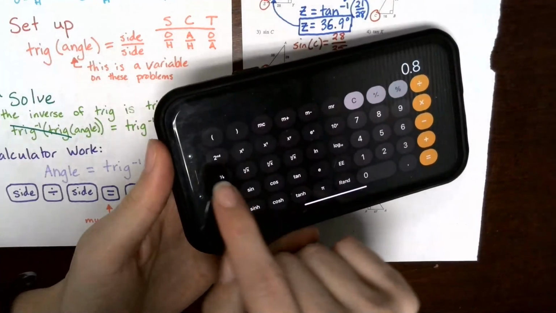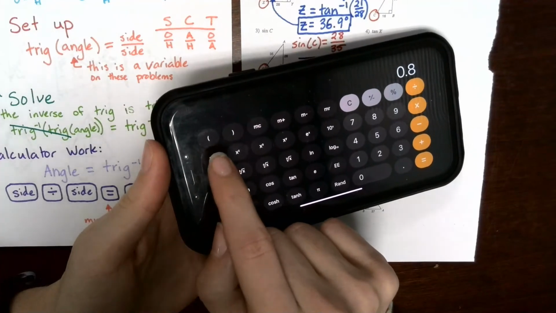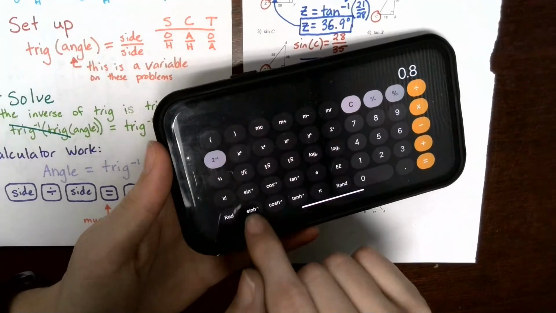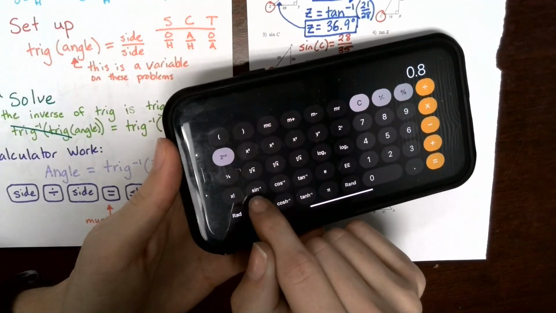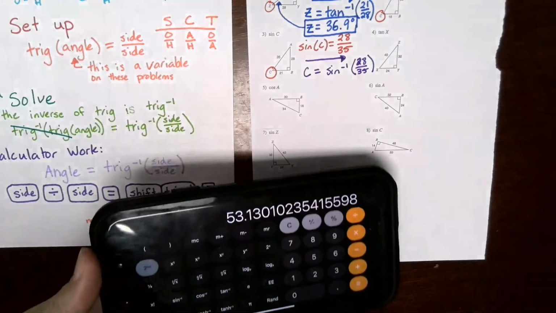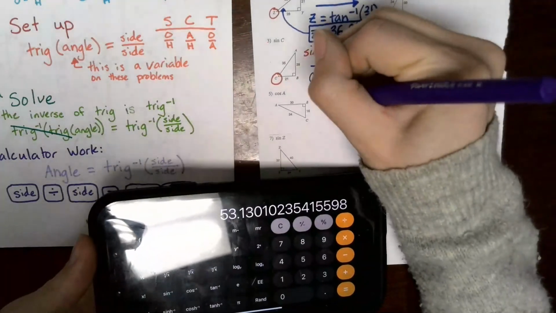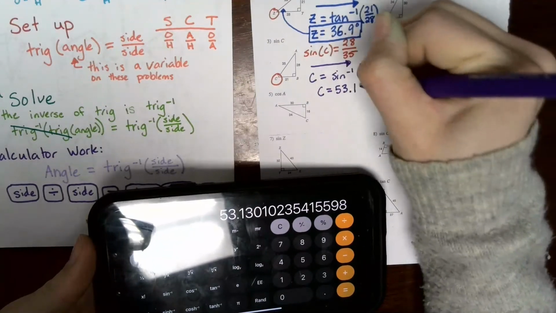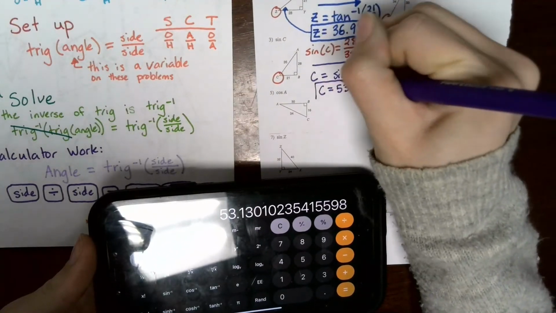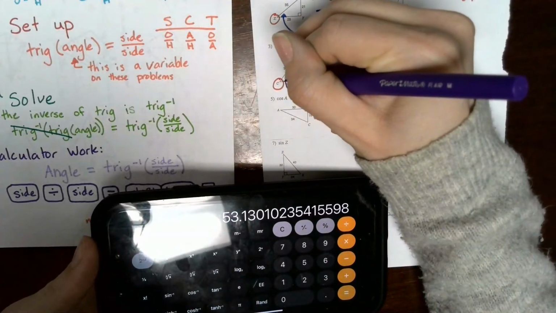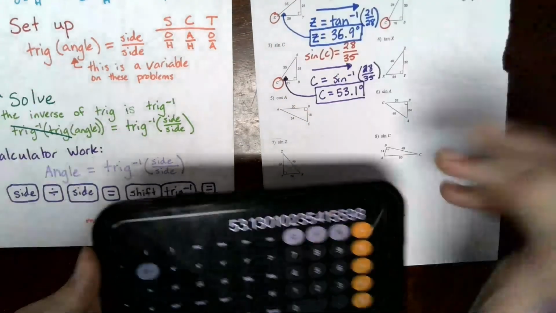So right over here we press second. Now on some other phone calculators, it might say shift. Second, and we see the little sine with the -1 symbol. Inverse sine. That gives me 53.1. So I say C equals 53.1 degrees. Now, does that make sense for an angle measure? Yes, that goes right in there.